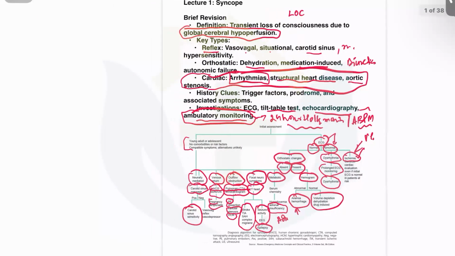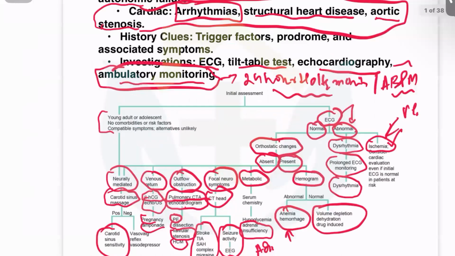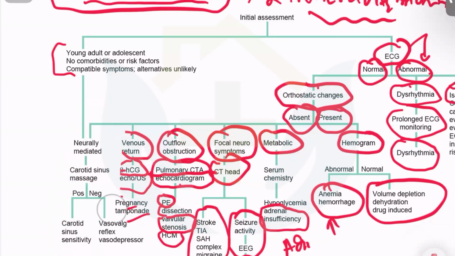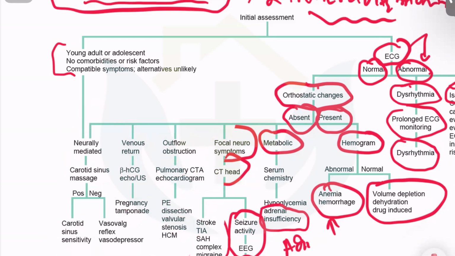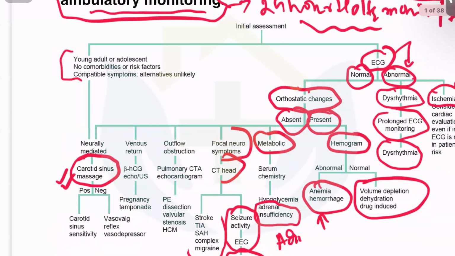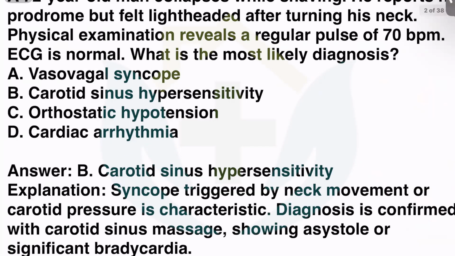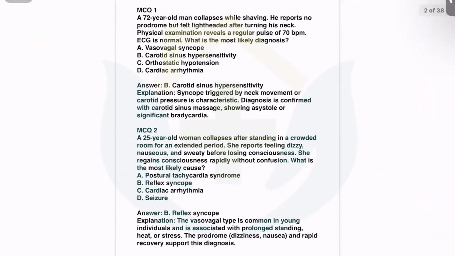So let's go back to this algorithm. So we found out that our patient has carotid sinus hypersensitivity. In case you want to diagnose this patient, what will you perform? Which test will you perform in the OPD? You will have everything ready. So, a carotid sinus massage. In case you do a carotid sinus massage, we will find out that syncope triggered by neck movement or carotid pressure is characteristic. So the diagnosis is confirmed.